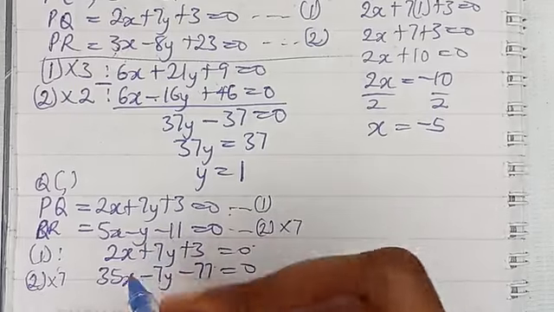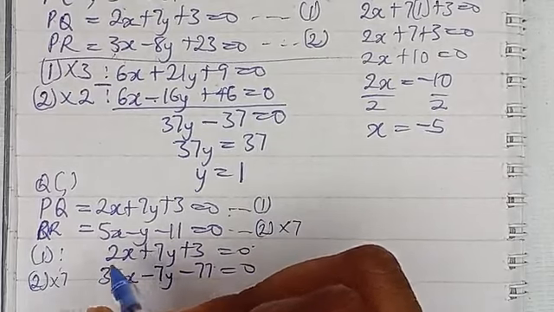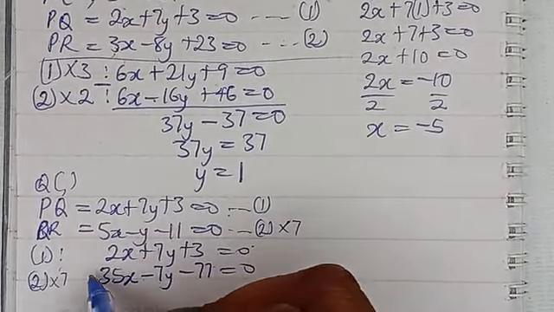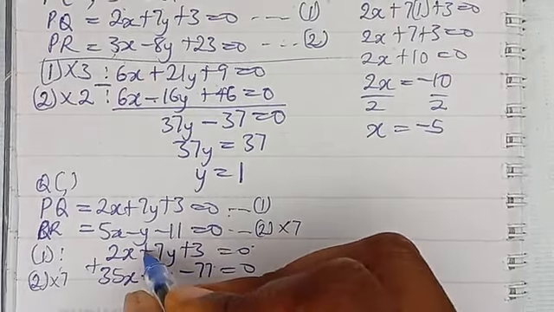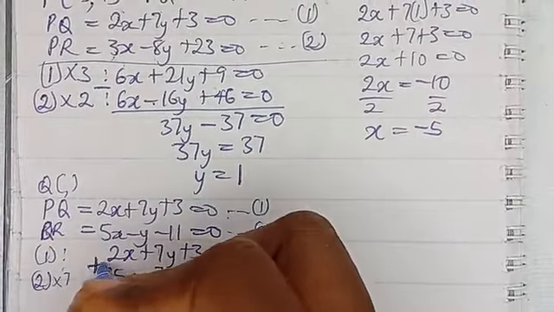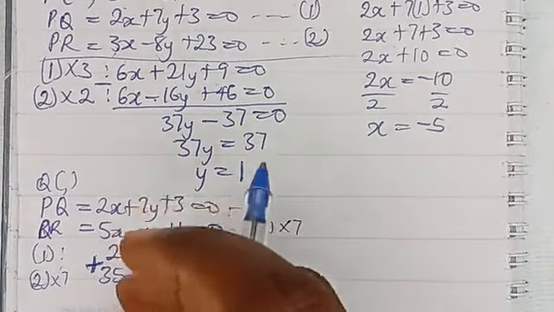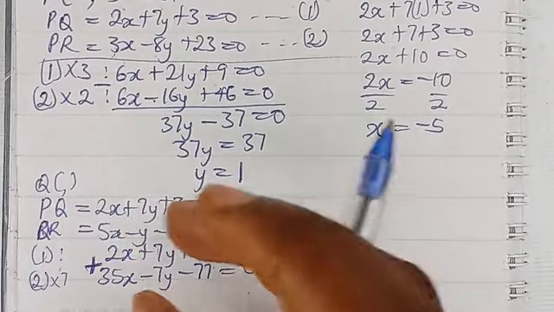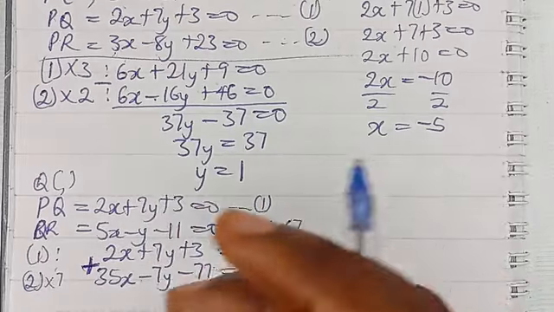Since they have different signs, when we add them up, we say plus 7 plus minus 7. That plus minus is still minus, so 7 minus 7 is 0. So we've eliminated it that way. That is how we decide whether to add the two equations or to subtract them. If the signs are different, you use addition. If the signs are the same, whether minus minus or plus plus, you use subtraction.